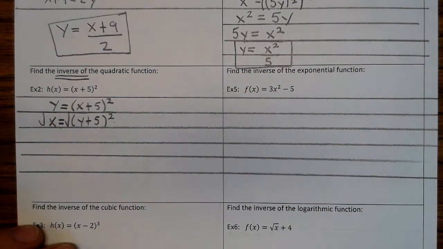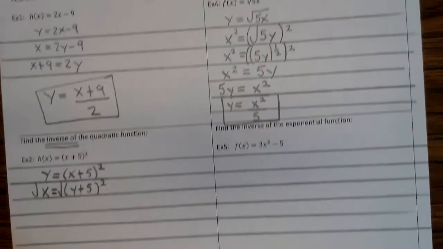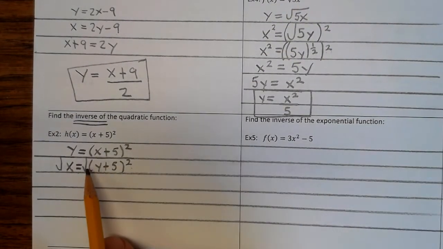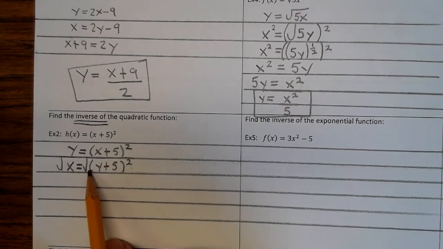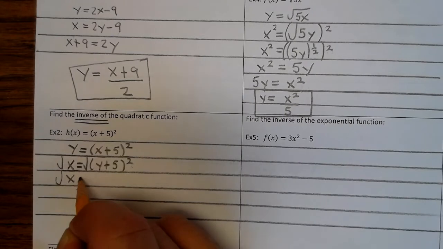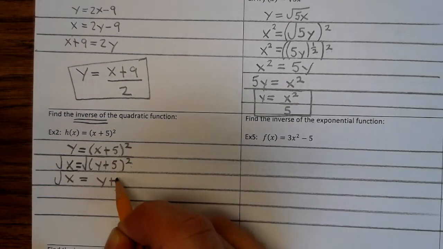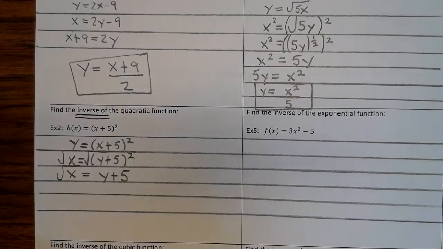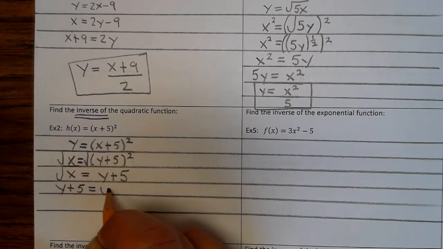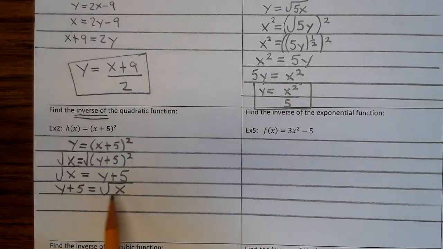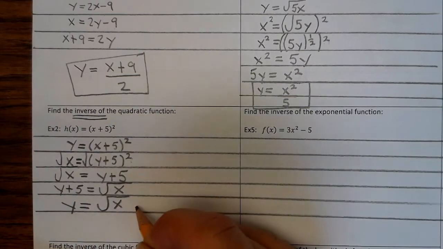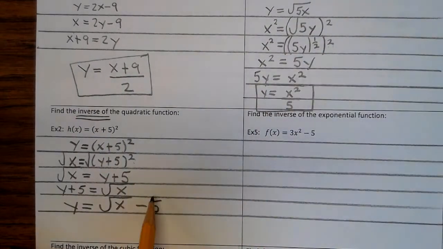The concept here is, when we square a square root, they become to the power of 1. So this becomes the square root of x equals y plus 5. And last step, subtract 5 from both sides. But before I do that, I'm going to write it as y plus 5 equals the square root of x. Now subtract 5. You don't have to do this, but something looks nicer when the y is on the left.